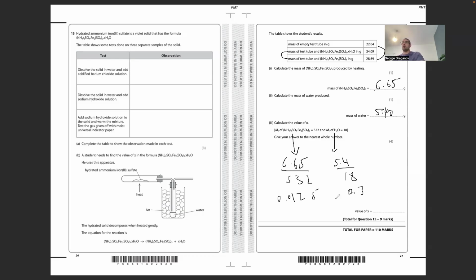Now I told you divide always the bigger one by the smaller one. So you do 0.3 over 0.0125, and you get actually an answer of 24. It may seem big, but that is the correct answer. So that was an end of paper question in paper one. So I've gone through a lot of examples. If you're confused, there'll be a worksheet attached for you to practice and maybe rewatch the video just to see what's going on. But the bottom line is find your moles and then divide by the smaller number.